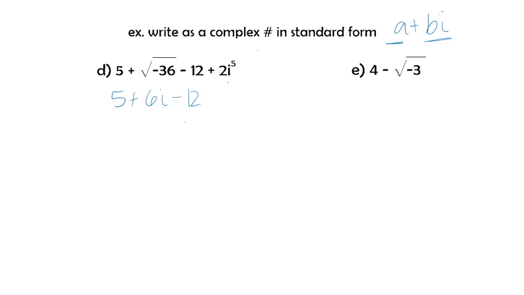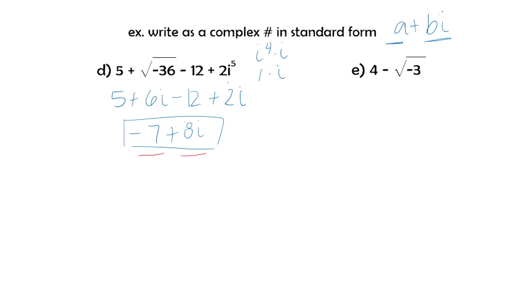Well, I to the 5th, remember, was I to the 4th times I. So this is 1 times I, or I to the 5th is the same thing as I. So this would be plus 2i. So when I add my real parts together, I have 5 plus or minus 12 is negative 7. When I add my imaginary parts together, I get plus 8i. 6i plus 2i is 8i's. Notice a real part and an imaginary part.